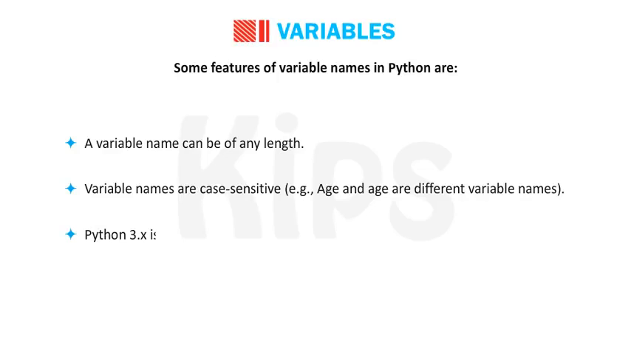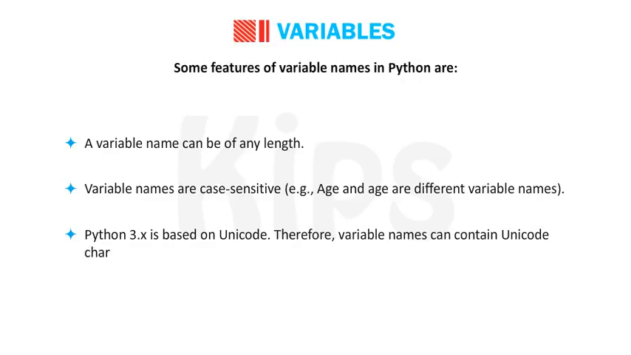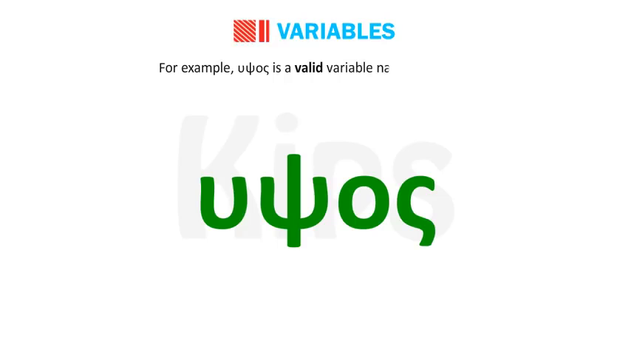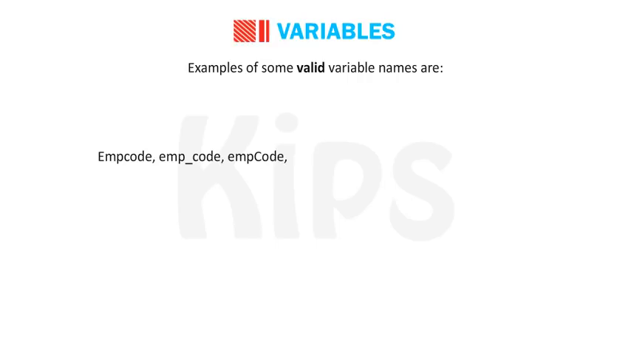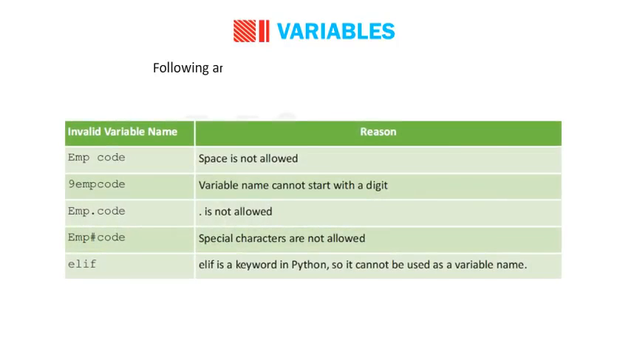Python 3.x is based on Unicode. Therefore, variable names can contain Unicode characters other than alphabets, digits and underscore as well. Examples of some valid variable names are empcode, emp_code, Empcode, code, _empcode, emp1001, emp_code10. Following are examples of some invalid variable names.